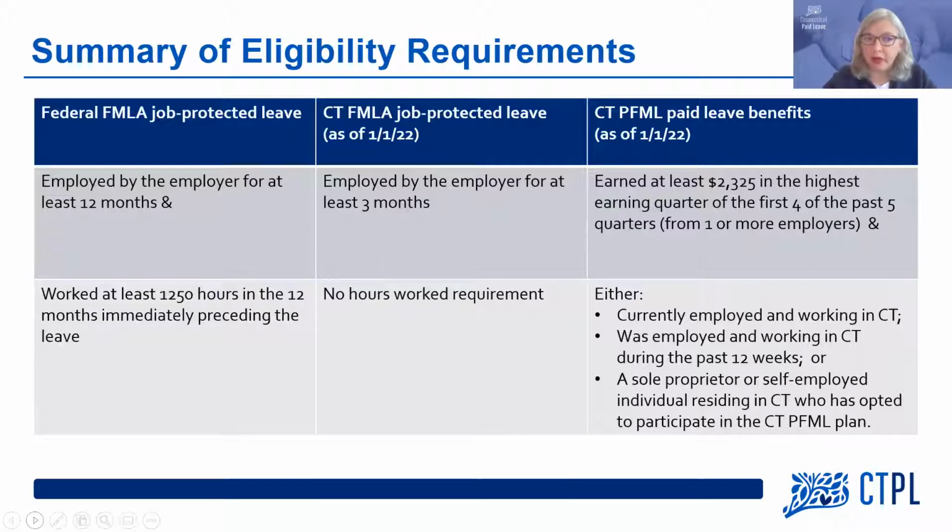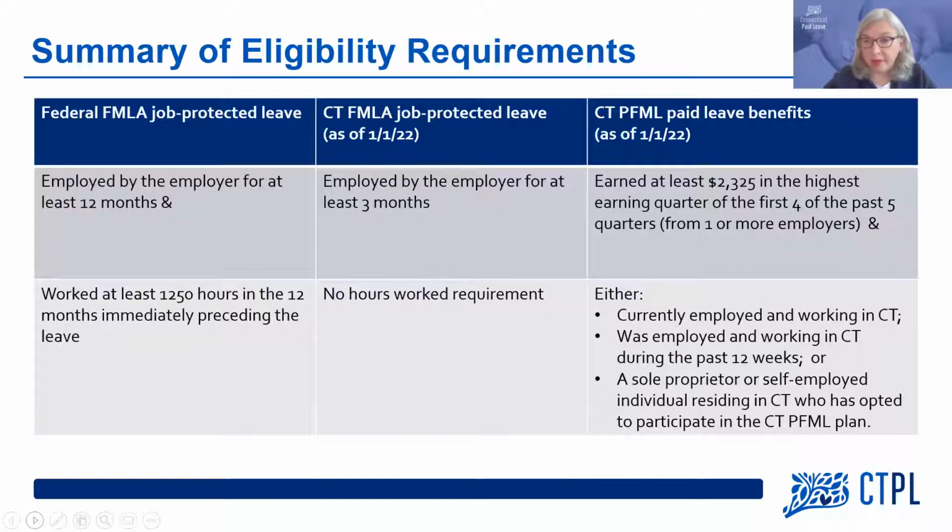So if you work for one of those employers, you have 3 different entitlements with 3 different eligibility standards. For federal FMLA, you have to show that you were working at least 12 months and you worked for at least 1,250 hours in the 12 months immediately preceding leave.